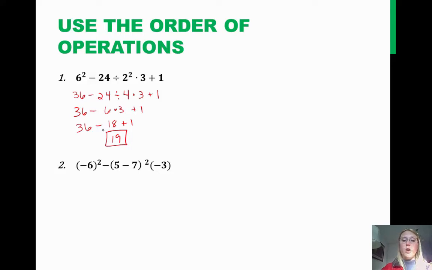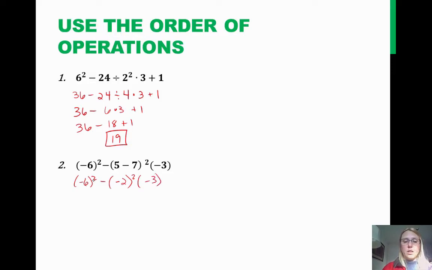On the next one, we have some parentheses here, and we want to deal with what's going on inside of those first, and we also have an exponent here. But let's look at the inside of this parentheses. We have negative 6 to the second minus 5 minus 7, which happens to be negative 2 on the inside of that parentheses, times negative 3.